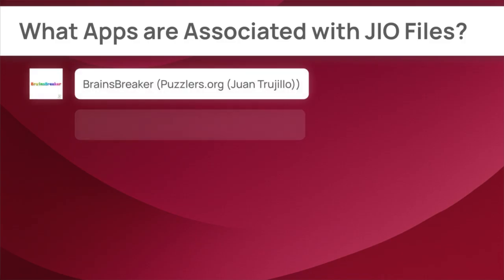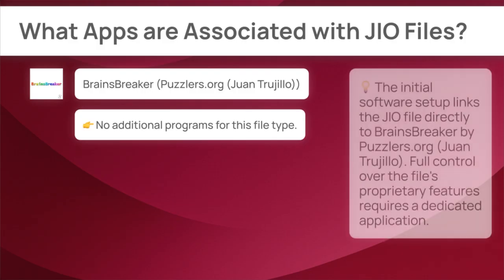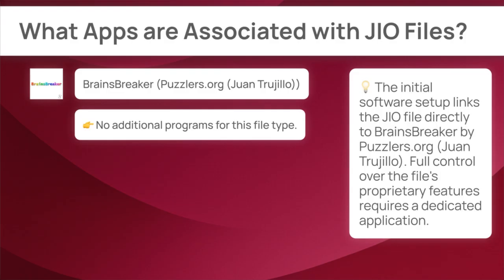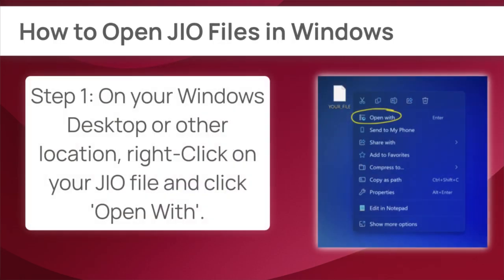The designated application for the JIO file is BrainsBreaker from puzzlers.org. Full control over the file's proprietary features requires a dedicated application. Windows provides no functional preview, so viewing game data relies on compatible modding applications. We'll conduct a full check of installed file readers now.